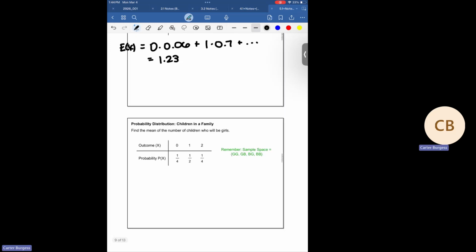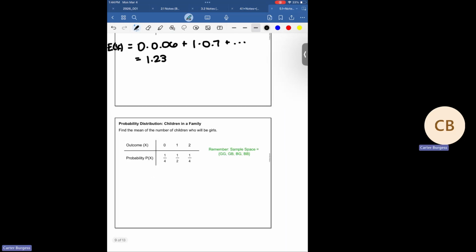Cool. For the second one, what did we get? Expected value was 1, which if we have 2 options and it's a 50-50 between each choice, then makes a lot of sense that you would on average see 1 girl between 2 children.